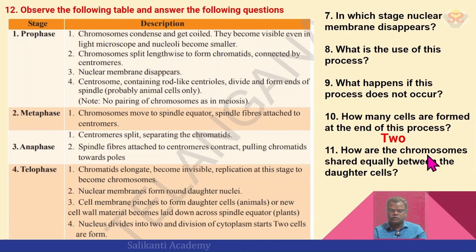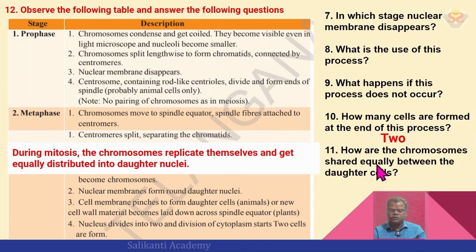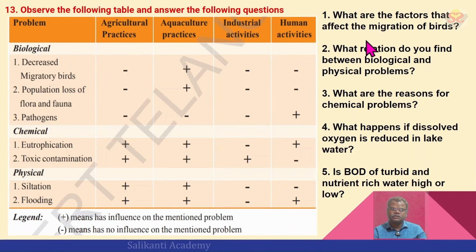How are the chromosomes shared equally between the daughter cells? During mitosis, the chromosomes replicate themselves and get equally distributed into daughter nuclei. This is the table present in the environment lesson.